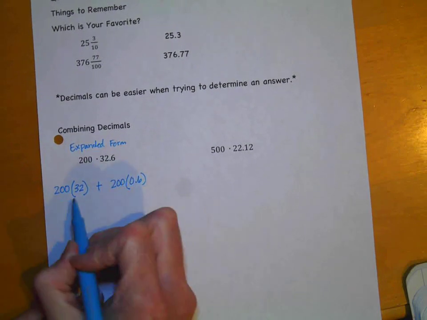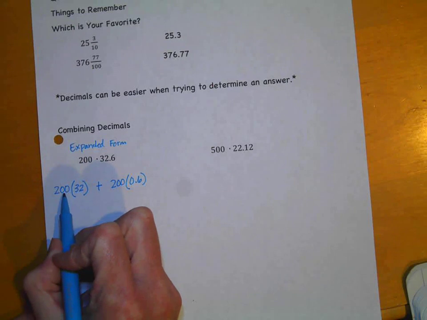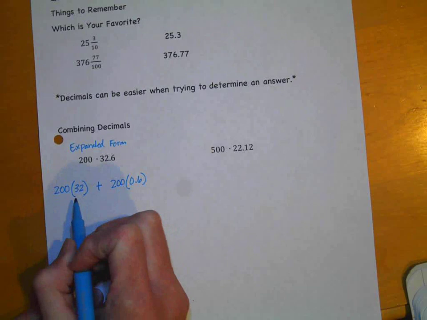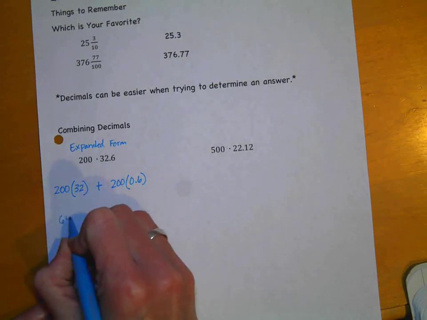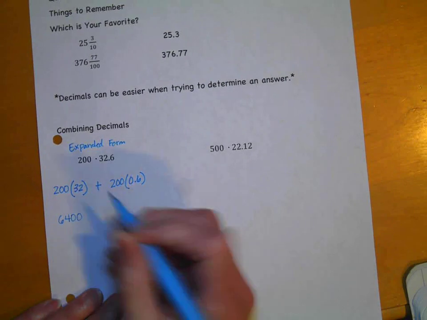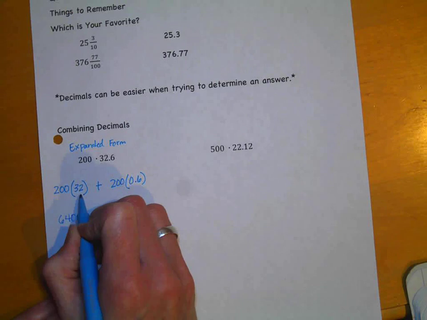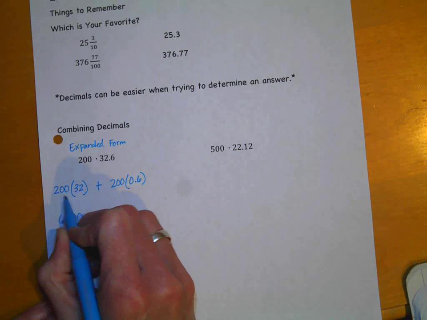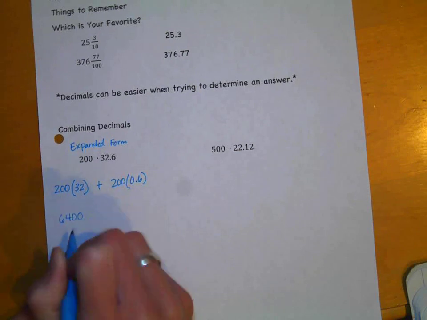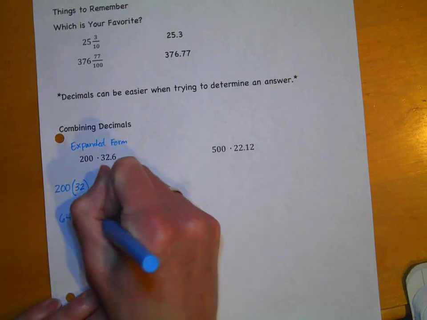Well, I can actually do this in my head because I know that 32 times 2 is 64, and then I have to multiply 64 by 100, so I get 6,400. Okay, 200 times 32 is 6,400. The reason I know that is 32 times 2, or 32 plus 32, is 64, and then I take 64 and multiply it by 100 because there's two zeros right here. So 64 times 100 is 6,400. That was not difficult at all.